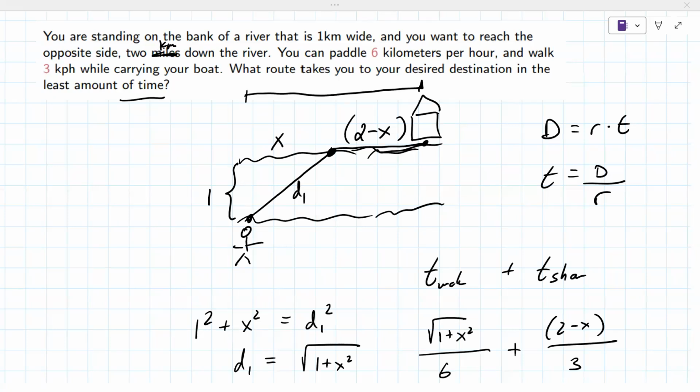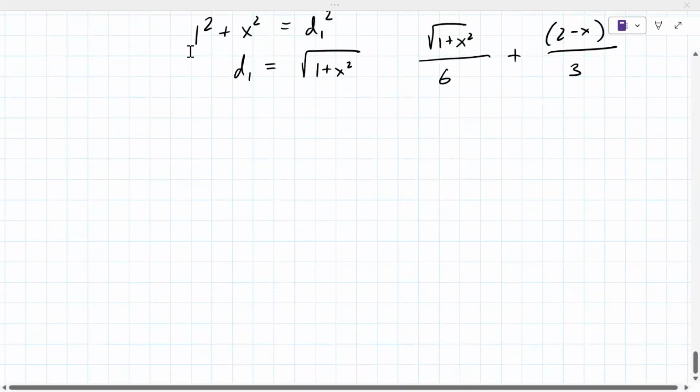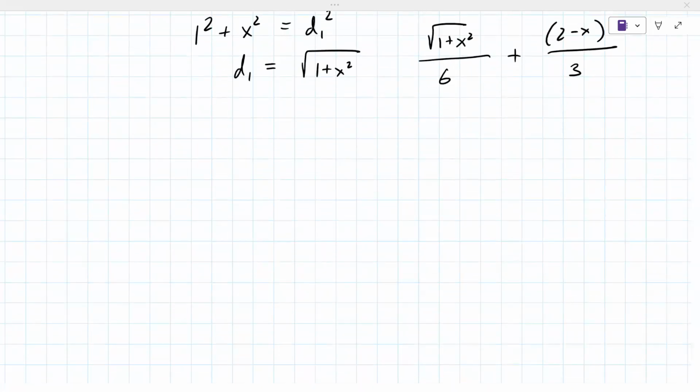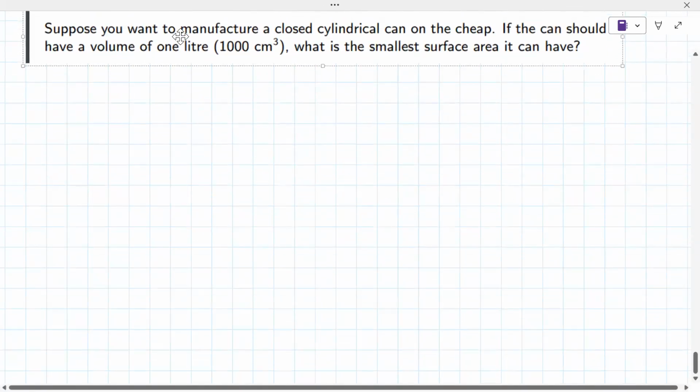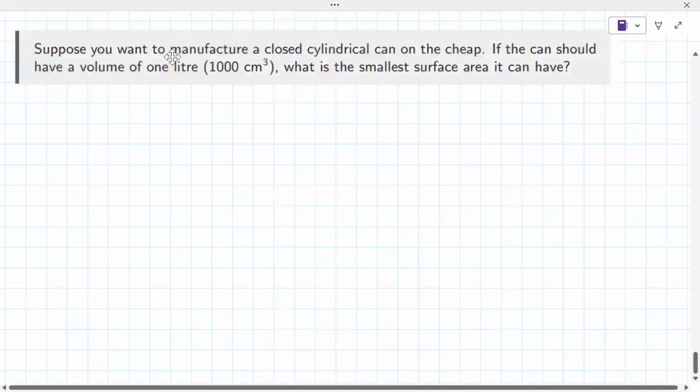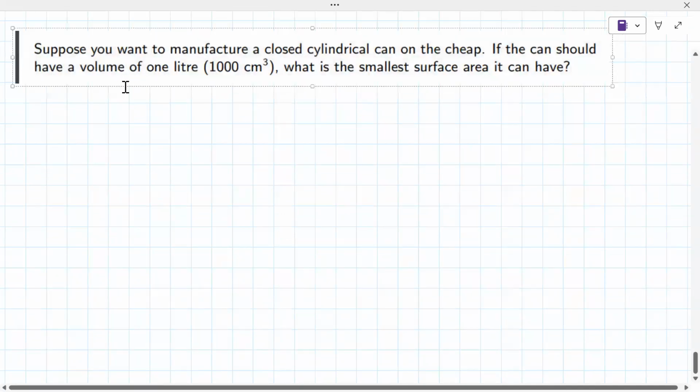Okay, let's do a can problem. None of these are realistic. You're never going to be asked to do this in real life, because there are other considerations besides maximizing or minimizing things. And you already know that. It's not all about that, but these are the problems we have.